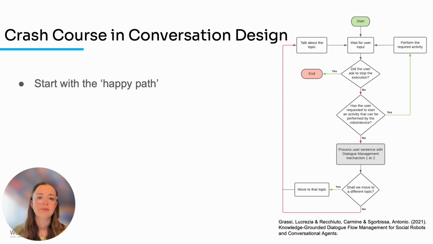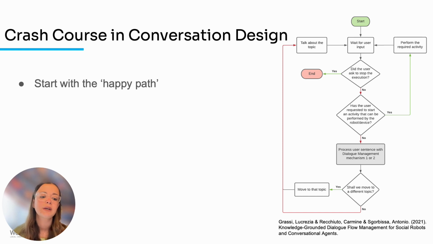Typically, you would start with something called the happy path. The happy path is the path where everything goes right. The robot can help the user. There's no error. Everything's fine. So normally you would design that first, the path where from start to end, everything is perfect and goes fine. And you would typically do that for the most common use case.